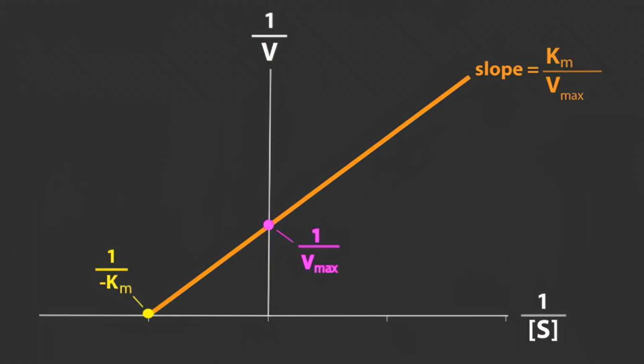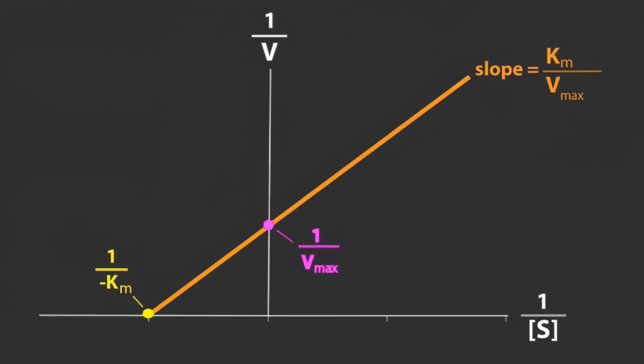Now let's look at this a different way. This is called a Lineweaver-Burk plot. It's the same data, but it's plotted on different axes. In a Lineweaver-Burk plot, the x-axis is 1 over S, 1 over the substrate concentration, and the y-axis is 1 over V, 1 over the reaction velocity. And what that does is kind of straighten out the curve.